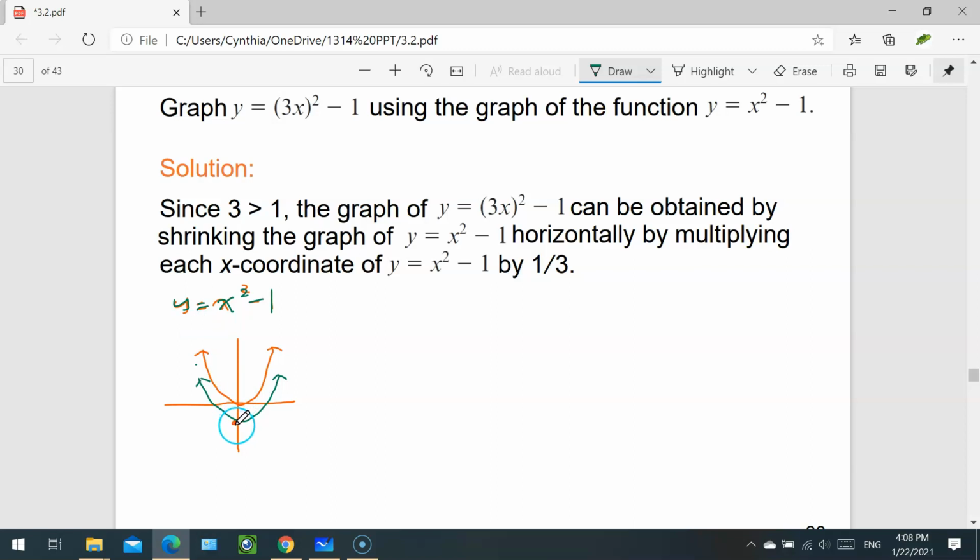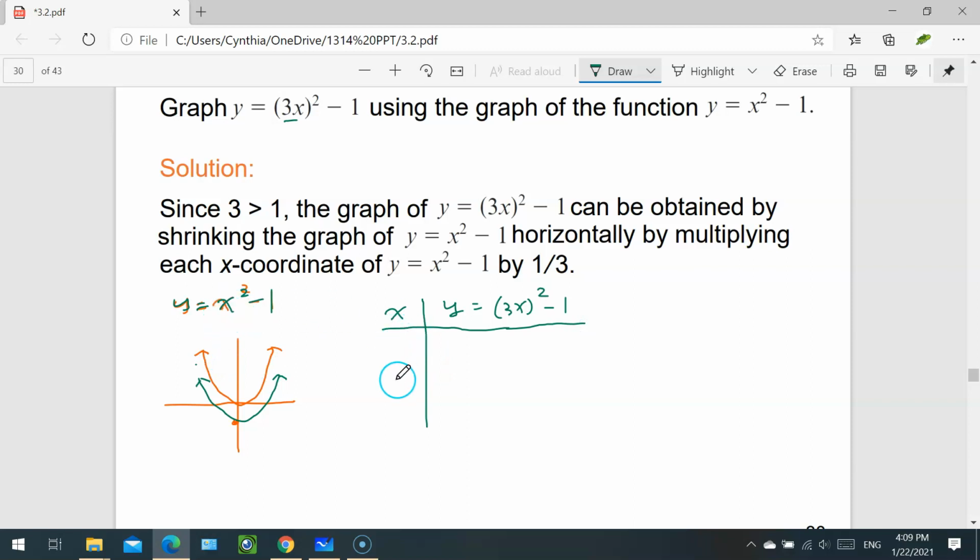Now we have to translate this function into y equals 3x, everything squared, minus 1. The way we can perform this new translated graph is graphically, or we can create a table. So let me show you how we do that by the table. So we have x and y, right? And y is equal to 3x, everything squared, minus 1.